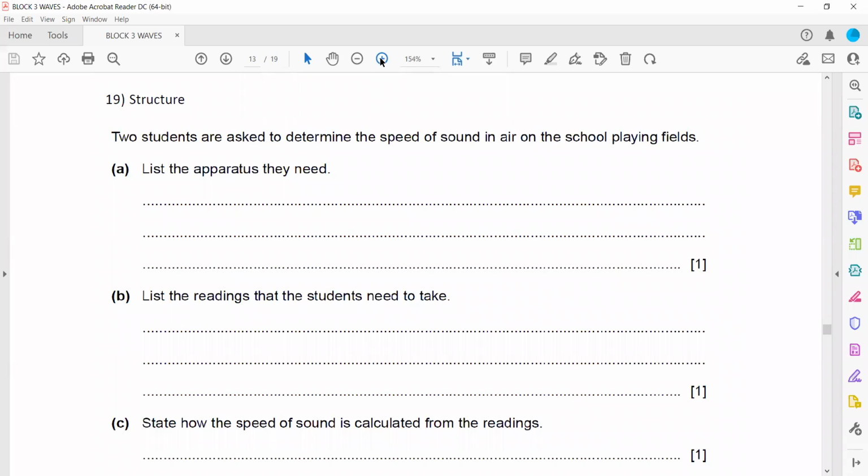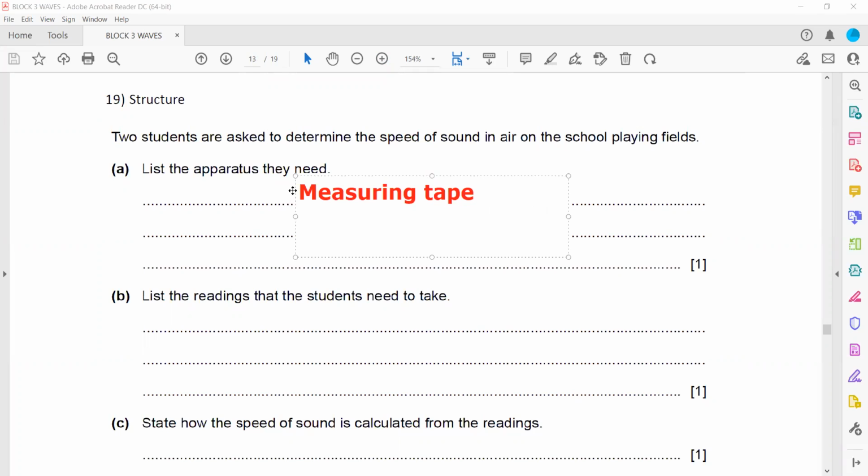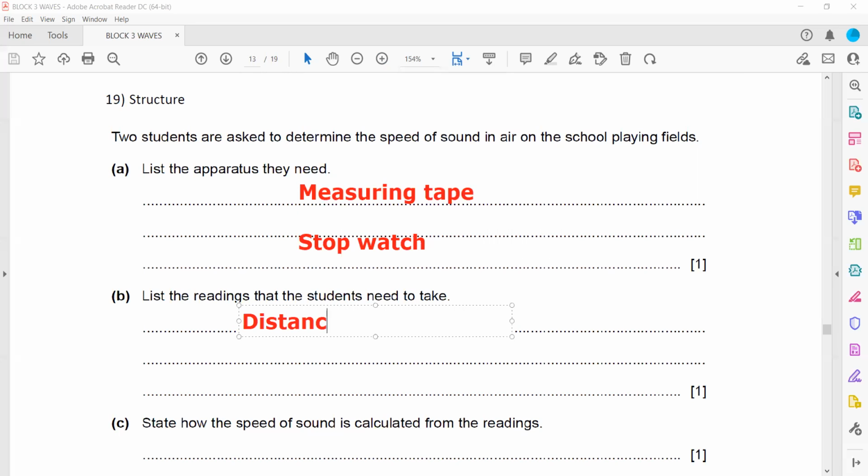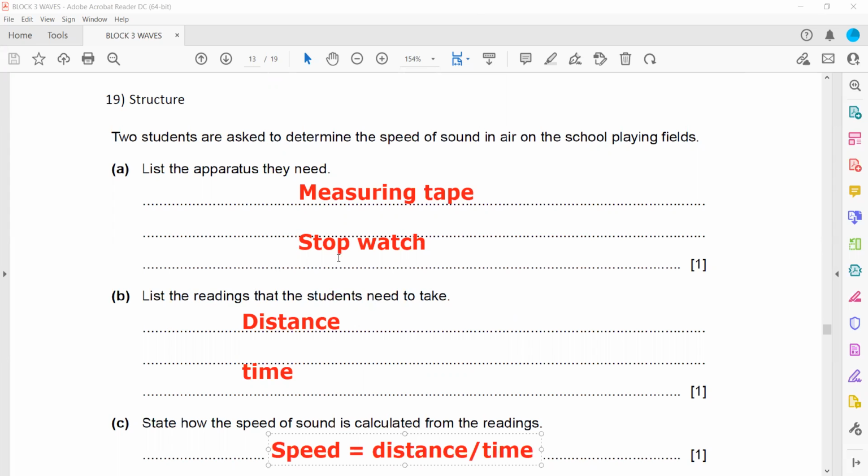Question 19. Two students are asked to determine the speed of sound in air in a school playing field. So what we need, because we want to measure a distance, is a measuring tape or a trundle wheel, and a stopwatch. List the readings that students need to take. The students should measure the distance and the time. And how can the speed of sound be calculated from these readings? The speed of sound is equal to the distance traveled by the sound divided by the time taken.